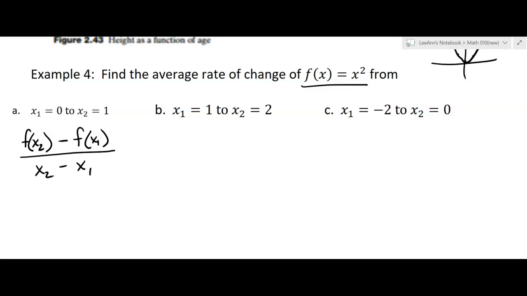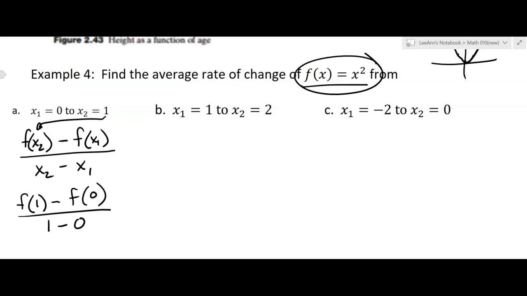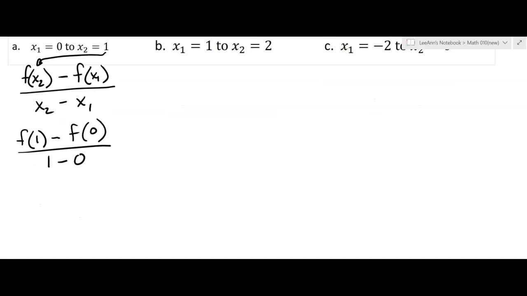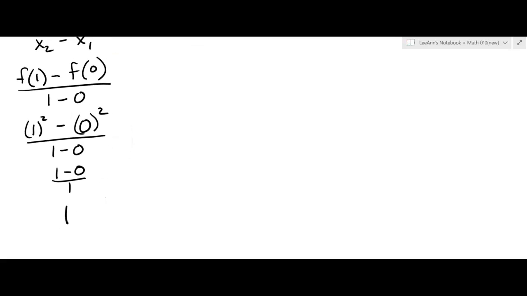Well, how am I going to find f of 1? Why am I putting 1? Because that's what x sub 2 is. Minus f of 0 over 1 minus 0. I'm going to go to the function, and I'm going to put in 1. So that's going to be 1 squared minus 0 squared over 1 minus 0. So I get 1 minus 0 over 1, which is just 1. So the average rate of change is going to be 1 between those 2 points.